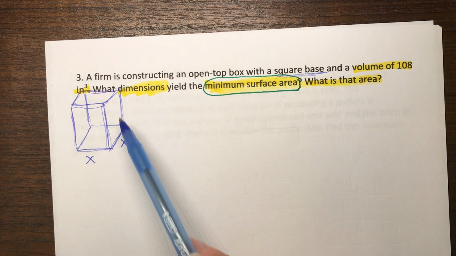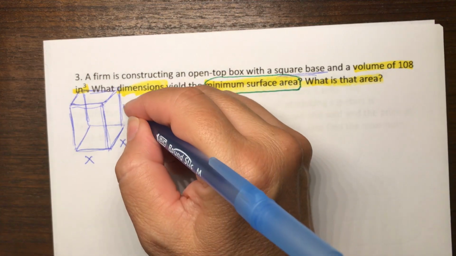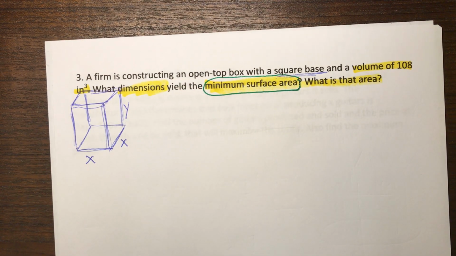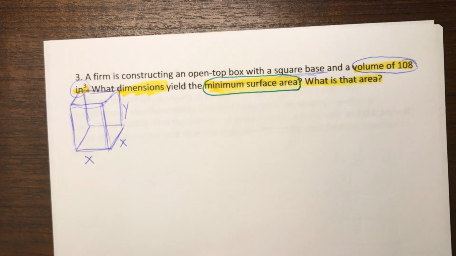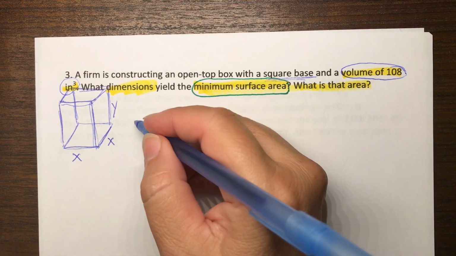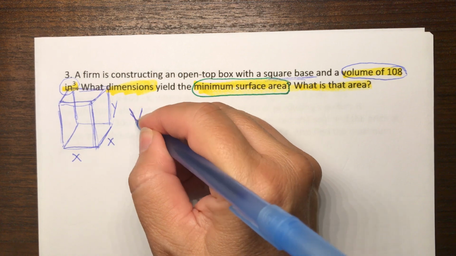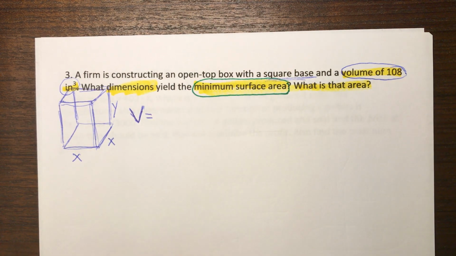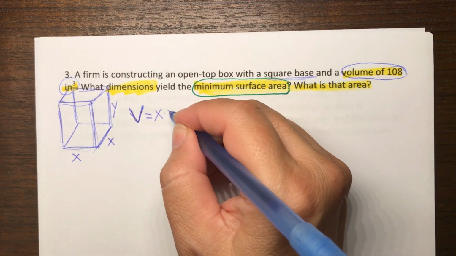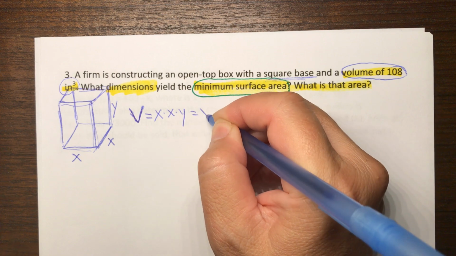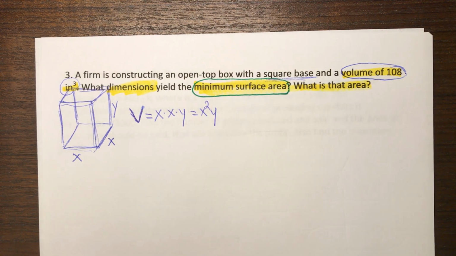But it doesn't say that what? That the height is the same. So I'm going to have to use, yet again, a different variable, right? y. Okay. So first things first. What do I know about this box? We know that the volume is 108 cubic inches. How do I find the volume of a box? Well, the volume is length times width times height. So x times x times y, which of course can be written for short x squared y.